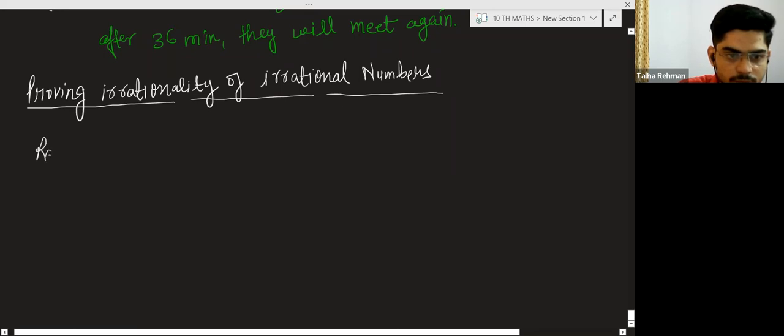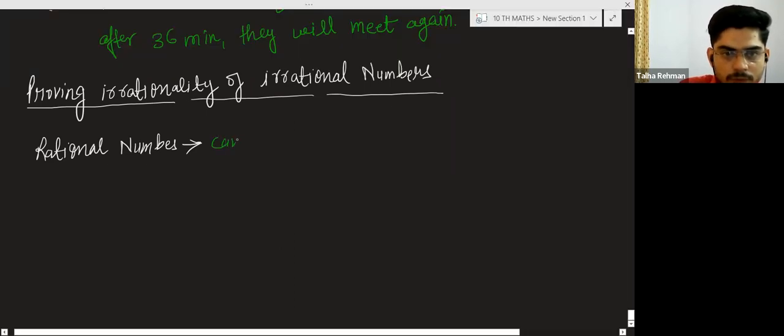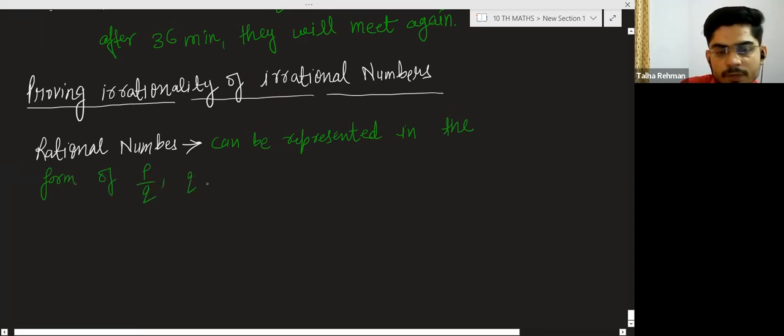So rational numbers can be represented in the form of p upon q, where q is not equal to 0, and p and q are integers.